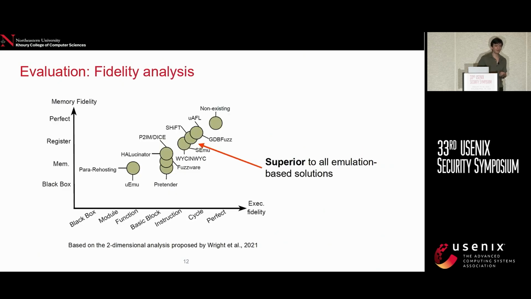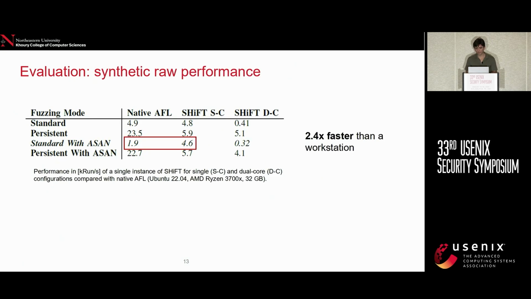In terms of fidelity, we observed that our approach is obviously superior to all the emulation-based solutions, and is only comparable with other solutions that also use the hardware directly to fuzz firmware on the device. In terms of synthetic raw performance, here we compare directly just fuzzing a synthetic firmware on the MCU and running AFL natively on a desktop computer, and we observe that our approach is even faster than a desktop computer.